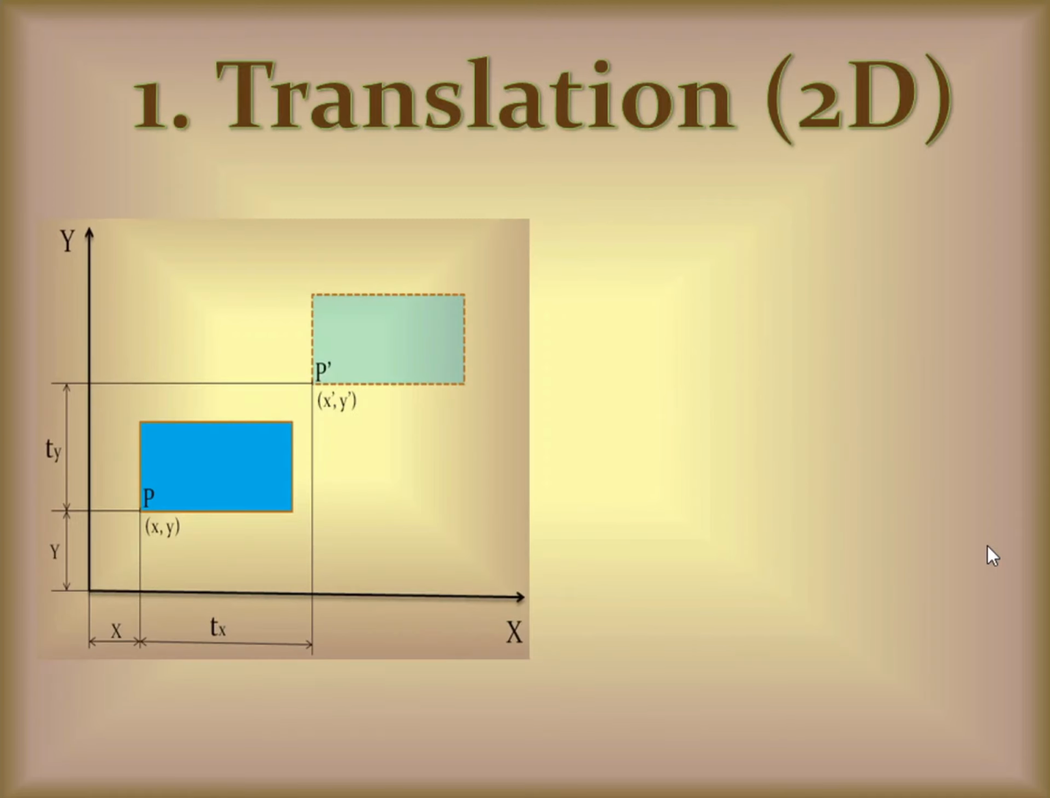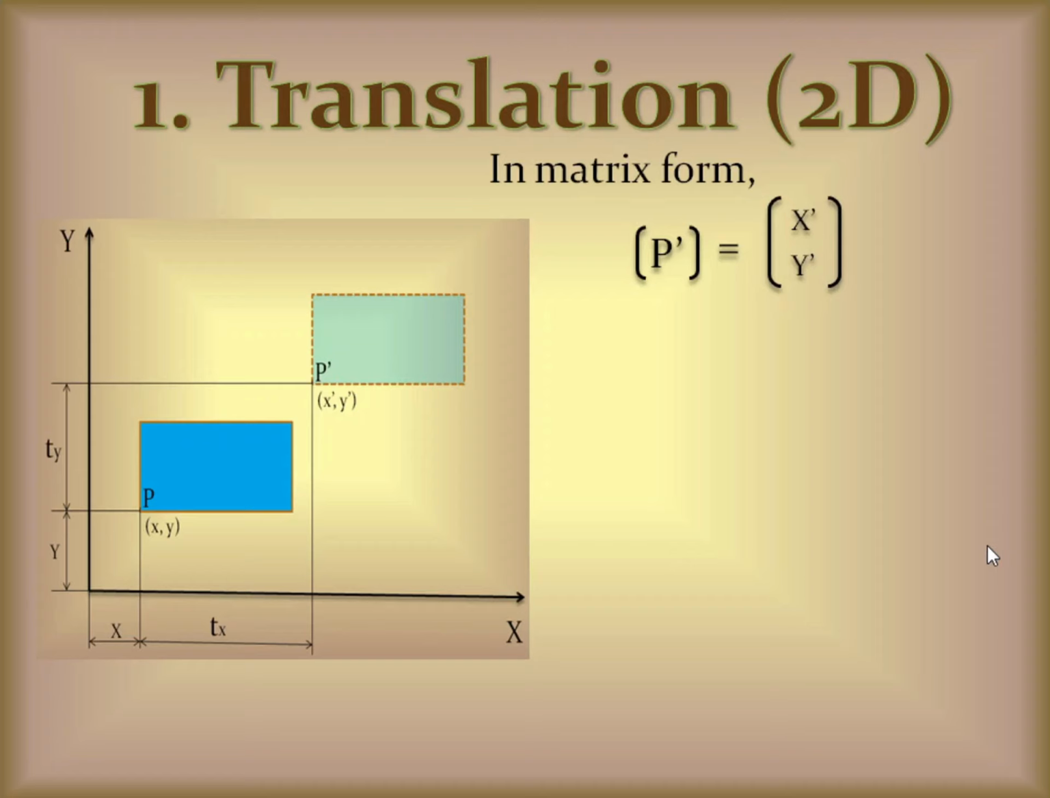Matrices are greatly helpful for storing huge amount of data in CAD database. So we represent the above expressions in matrix form. That is P dash equal to x dash comma y dash. This expression can be written as matrix P dash equal to matrix x dash, y dash. Substitute the values of x dash and y dash. We will get P dash equal to matrix x plus Tx and y plus Ty.